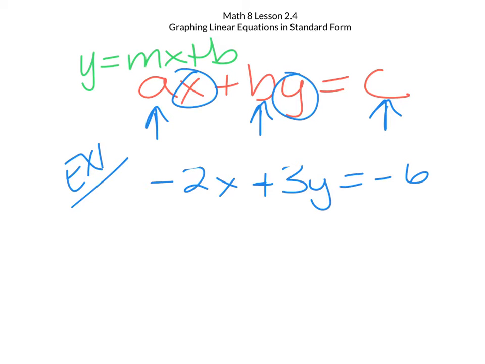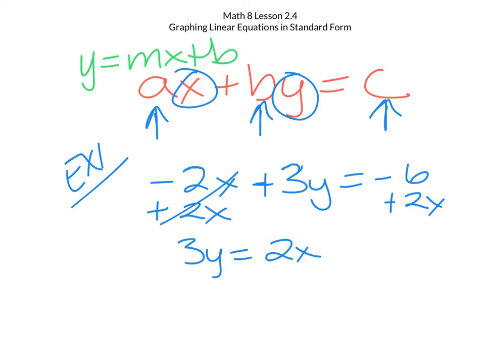So how would I solve for y? What's my first step? To move the 2x, right? So how do I move that? Add it, because it's subtraction. So then I'm left with 3y, and I can't actually combine these because they both don't have an x. So I get 2x minus 6.